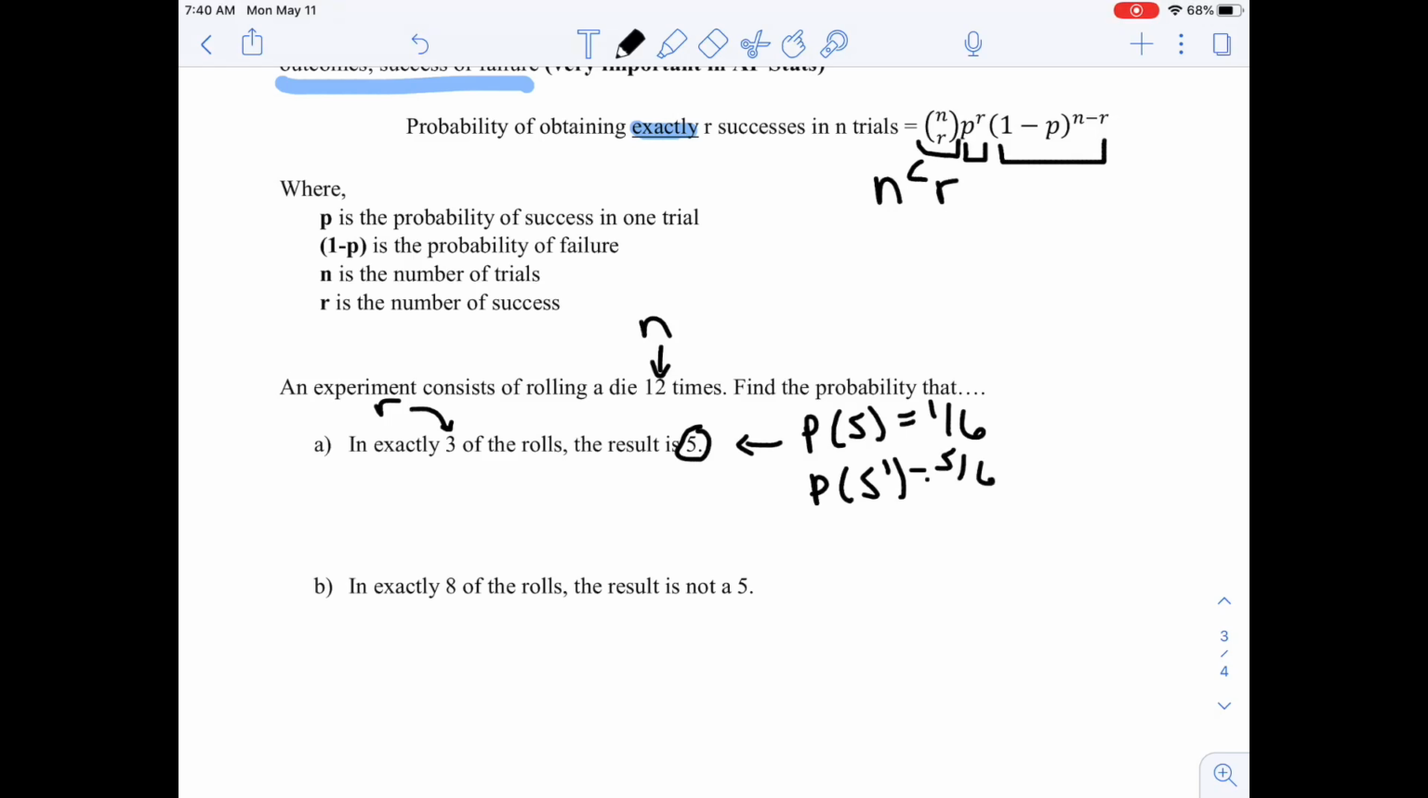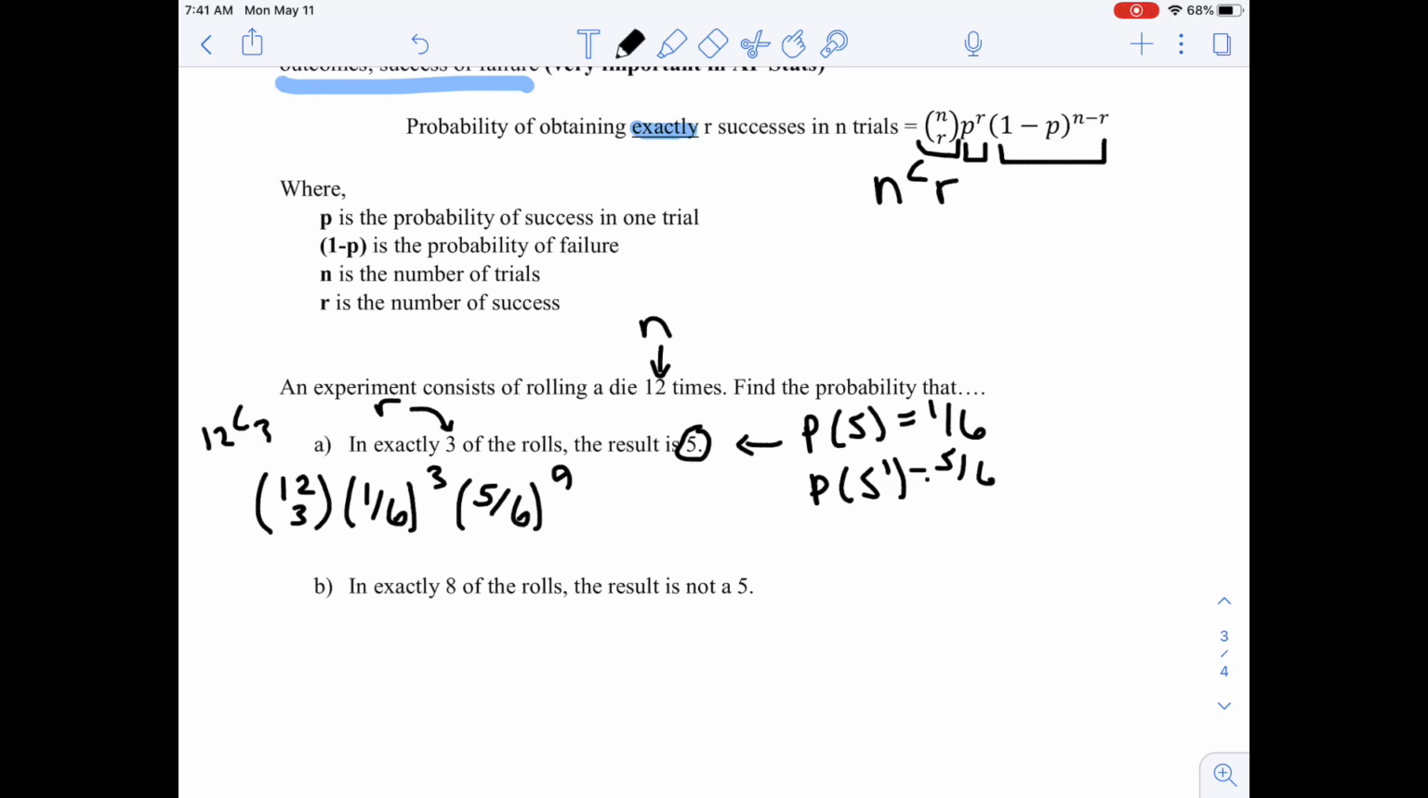So you got 12 choose 3. And you could write it this way, or you could write it 12 choose 3, whichever way you like. Probability of success, 1/6. I want 3 successes. Probability of not a success is 5/6. Well, it would be n minus r, so that'd be 9, the other rolls that we still have left.